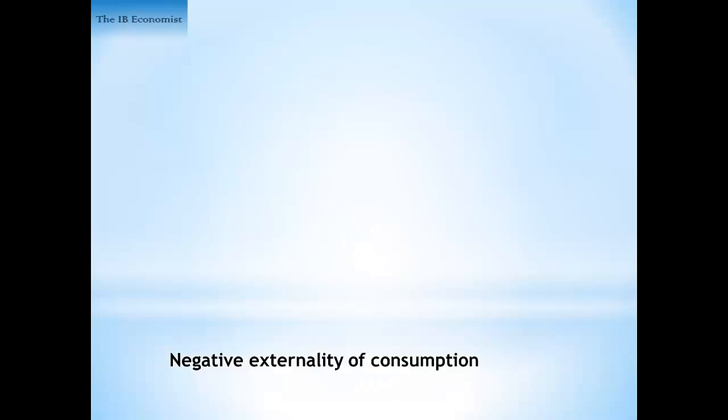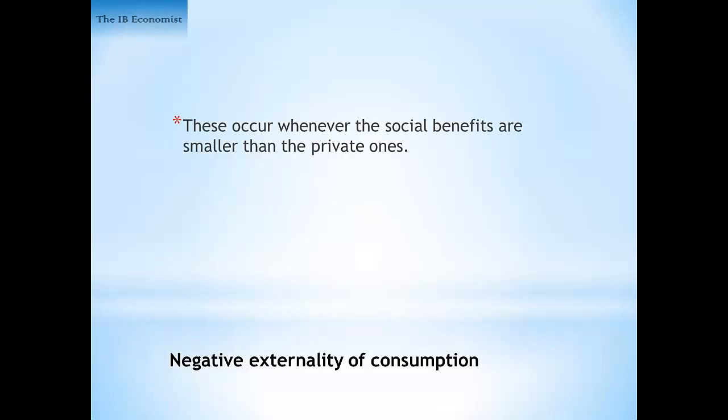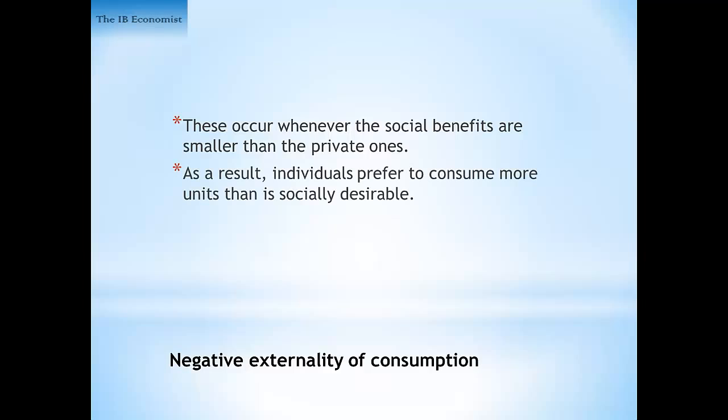The last type of an externality is called the negative externality of consumption. As we have seen, these occur whenever the social benefits are smaller than the private ones. Therefore, the individual would see greater benefit from consuming this product than society would see overall. As a result, individuals would also consume more units than is socially desirable.